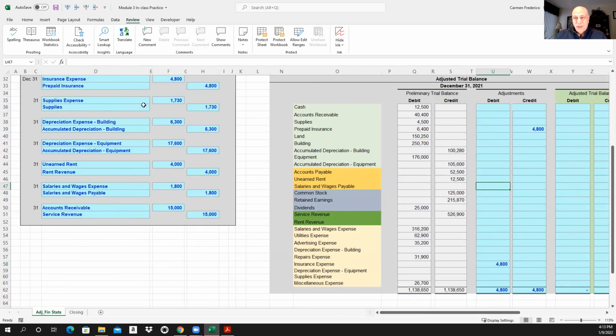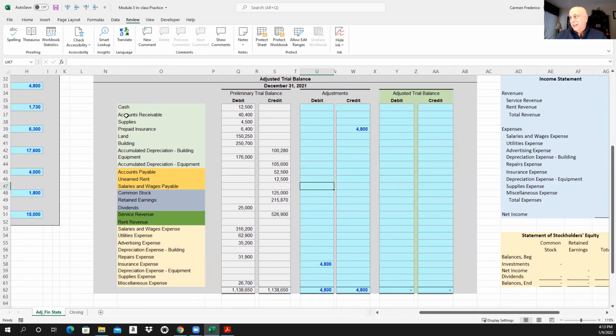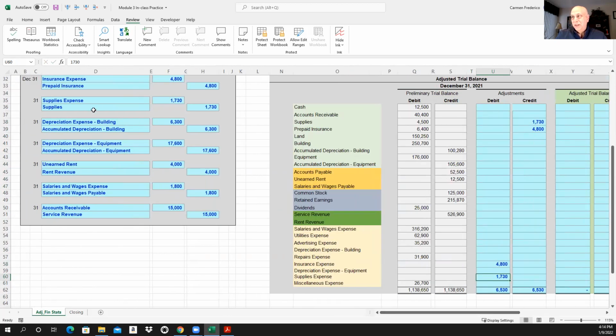Next one is supplies expense, a debit of 1730, and supplies a credit of 1730. So we find the supplies account, we'll post that credit 1730, find supplies expense, and post the debit of 1730. Okay, all we're doing is posting the entries that we already journalized. Then depreciation and accumulated depreciation on the building, $6,300. Let's find those accounts. Let's see, accumulated depreciation, 6,300, and depreciation on the building, 6,300.